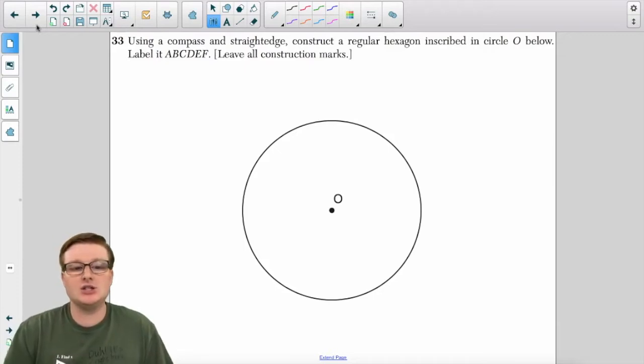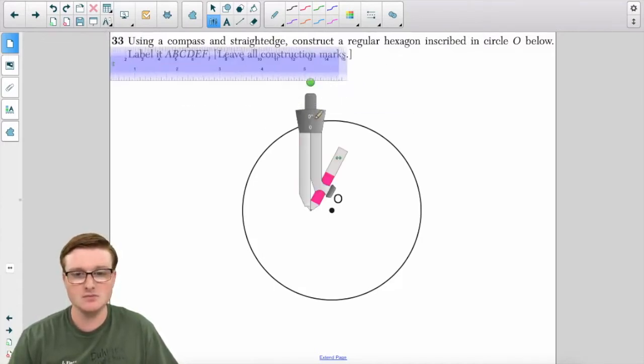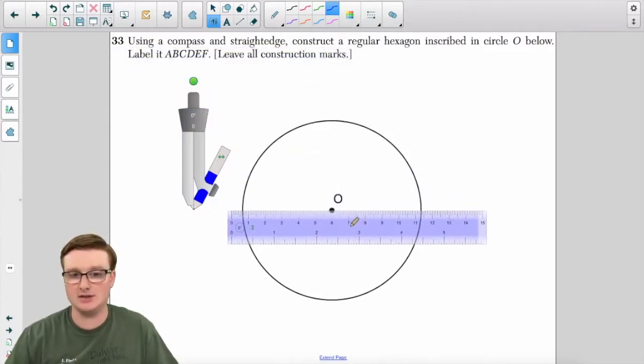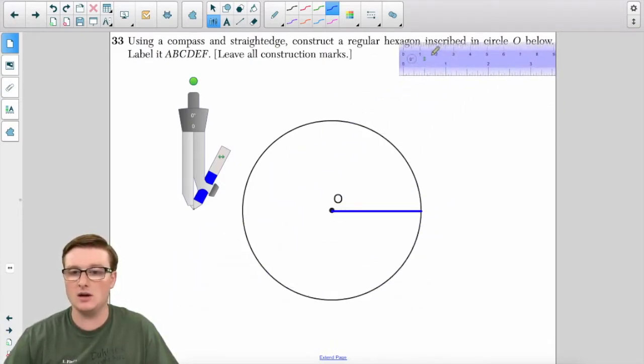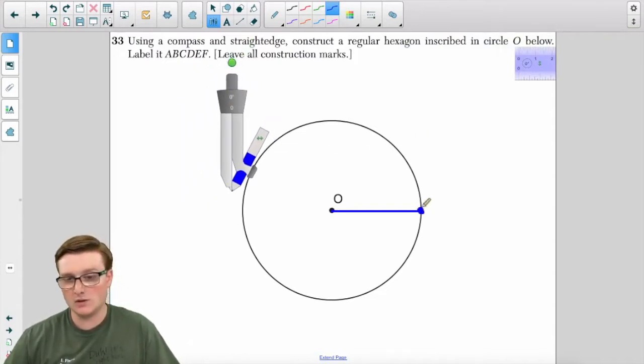So 33 says, using a compass and straight edge, construct a regular hexagon inscribed in circle O below. Label it A, B, C, D, E, F. Leave all construction marks. So what I'm going to do is I'm going to take a compass and I need a straight edge. So what we do first, now you don't have to do this, but I prefer to draw a radius from O to the outside of the circle just so I know that I measured it correctly. So now I'm going to label this point over here, the intersection point. I'm going to call that point A.